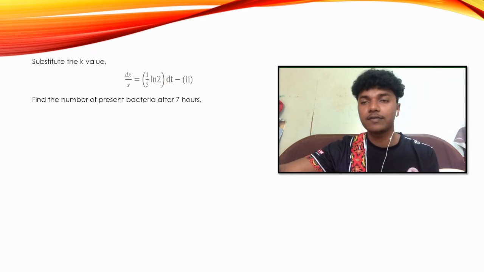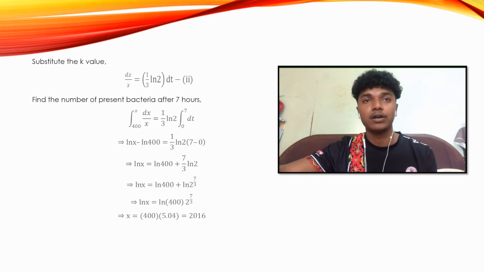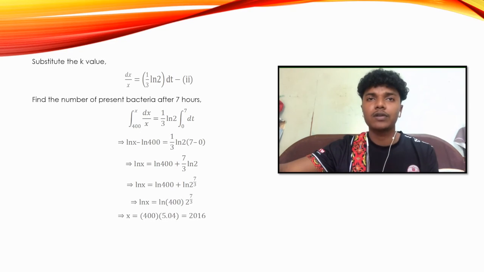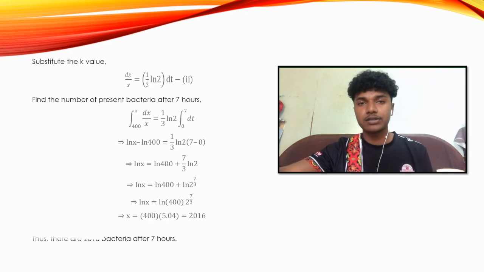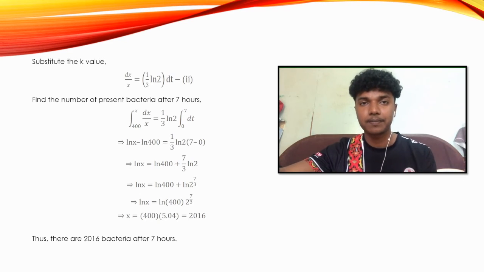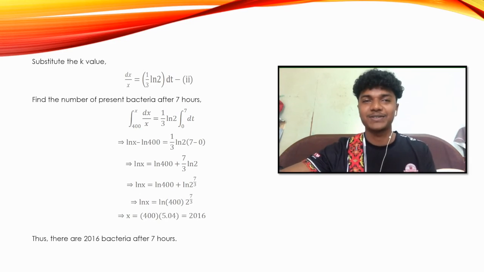So we can easily find the number of bacteria present after 7 hours by substituting the value into the integration from 400 to x, which is the value that we want to find. Dx over x equals 1 over 3 ln 2 times the integration from 0 to 7 of dt. If we solve the equation, we get the value of x, which is 2016. So after 7 hours, there were 2016 bacteria present. That's all for me, doctor. Thank you.